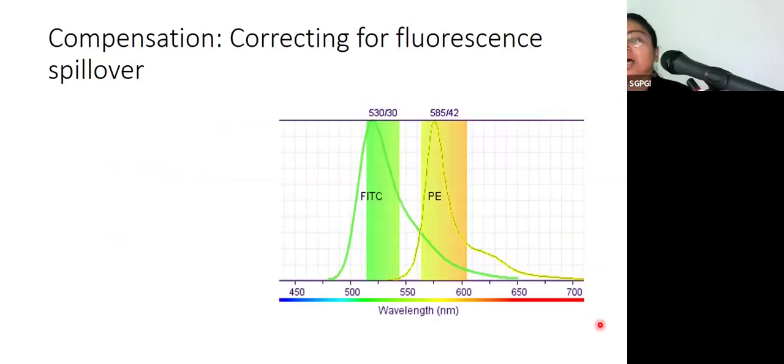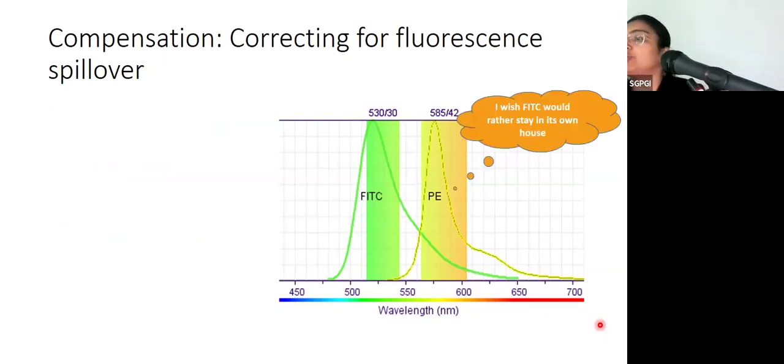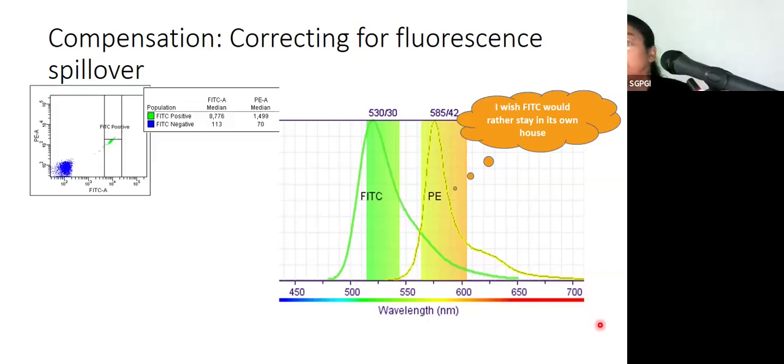So, compensation, which Kunal referred to. FITC spilling into the PE detector. This is like PE would say, I don't want FITC in my house. Why is it entering my house? Sometimes your kids do that, when their friends come over who they don't like. So PE would think that I wish FITC would rather stay in its own house. So when you do compensation, you are basically removing the FITC signal in the PE.